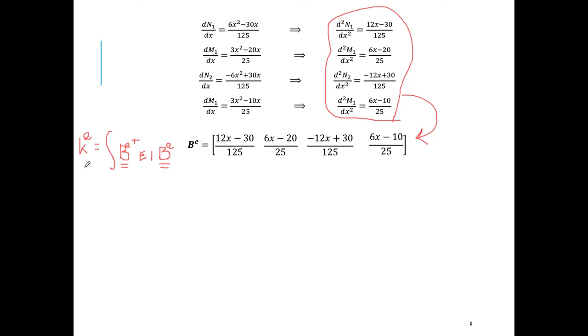So per node I have 2 degrees of freedom and each element has 2 nodes. So a total of 4 degrees of freedom per element. So my K matrix for the element is actually a 4 by 4. Next, let's just make sure that all of this also simplifies correctly to be a 4 by 4.